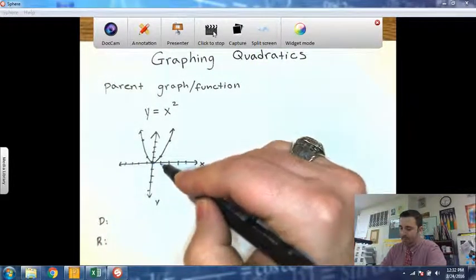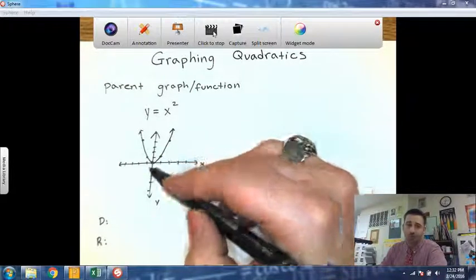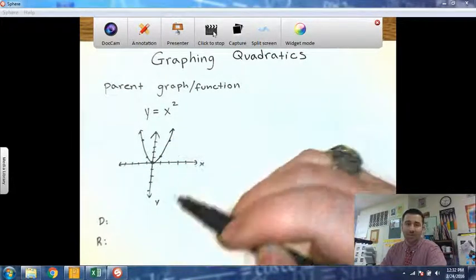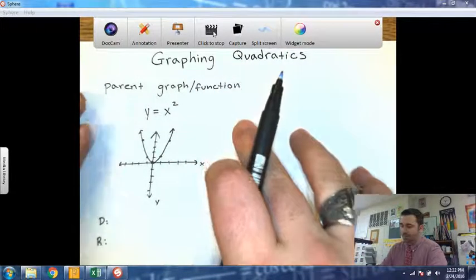When I input 1, 1 squared is 1. When I input 2, 2 squared is 4. So over 1, up 1, over 2, up 4. And that pattern maintains the parabolic feature of the graph.